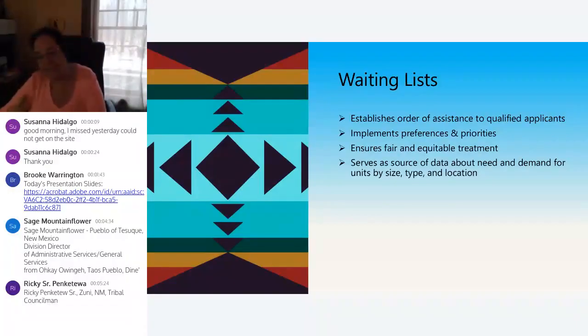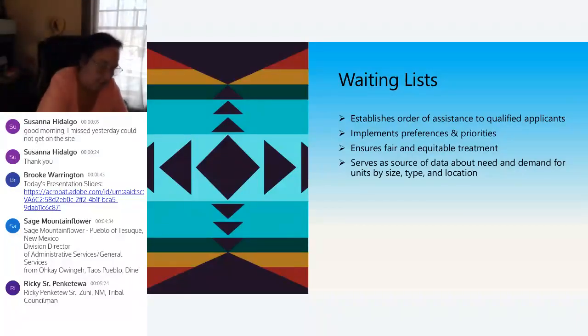Your waiting list establishes your order of assistance to your qualified applicants, okay? They don't get on that list unless they're qualified. You implement preferences and priorities, and ensure that you have fair and equitable treatment. It serves as a source of data about need and demand by unit size, type, and location.